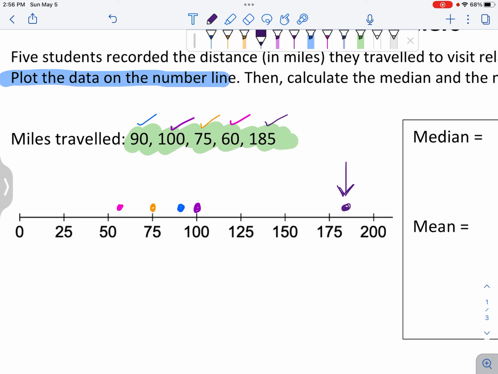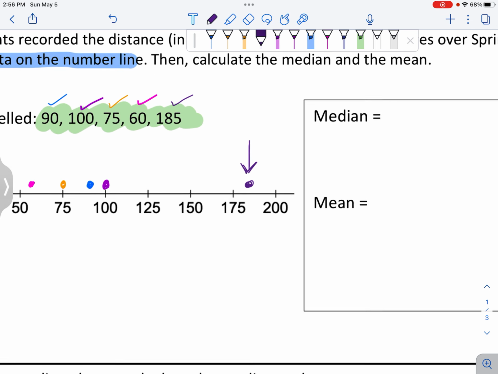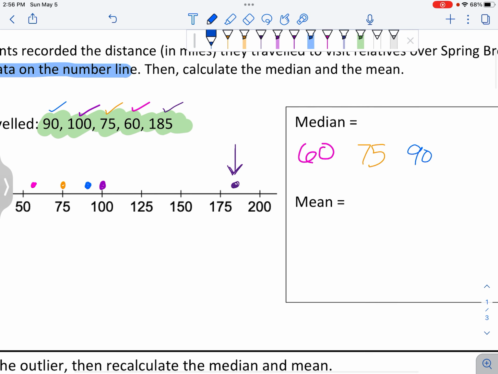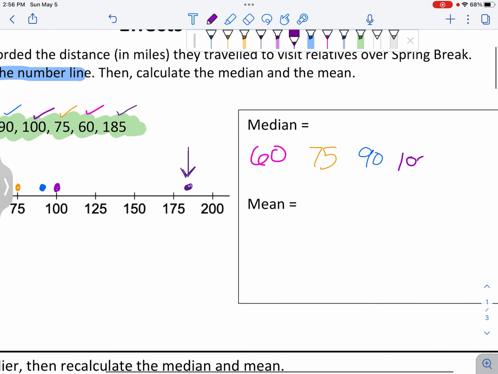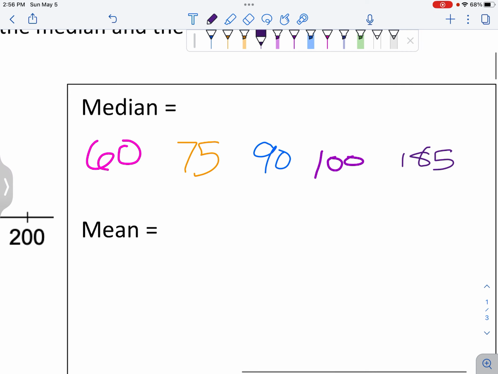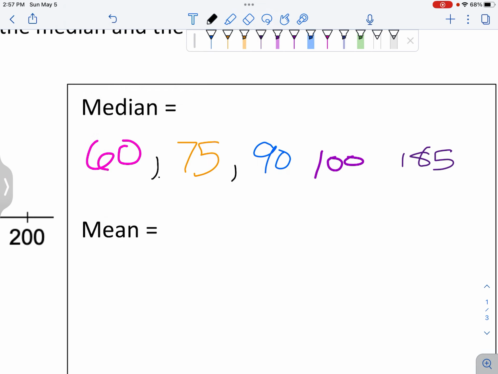We are going to find the median and the mean of these 5 data points. So we need to put them in order, but in really good news, they're pretty much in order right now, just looking at the dots from the number line. So the first number is 60. Then it's 75, then it was 90, then it was 100, and then the last one, 185. And then I will put in my commas.